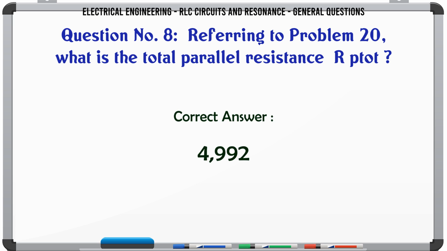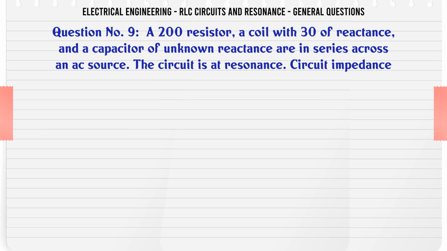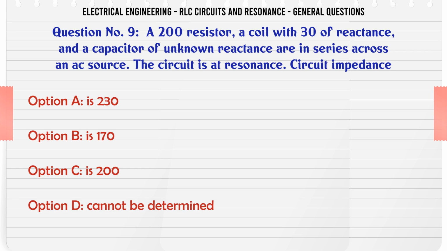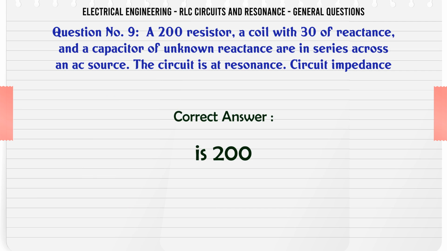4992 Ω. A 200 Ω resistor, a coil with 30 Ω of reactance, and a capacitor of unknown reactance are in series across an AC source. The circuit is at resonance. Circuit impedance: A, is 230 Ω; B, is 170 Ω; C, is 200 Ω; D, cannot be determined. The correct answer is 200 Ω.